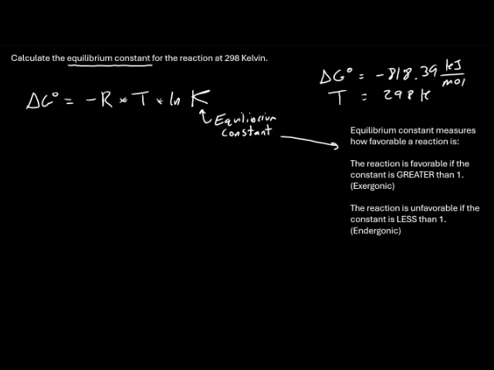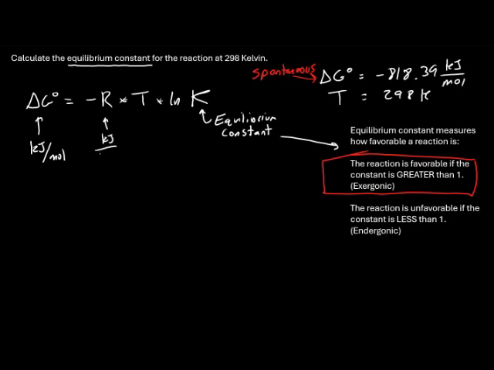For now, the only important part is that our delta G standard was negative 818.39, a very, very spontaneous reaction. Therefore, we can probably expect our K to be fairly large. But let's do the math to prove that. Our delta G standard will be written in kilojoules per mole. Our R is going to be written in kilojoules per mole Kelvin. Our temperature is going to be in Kelvin, and the natural log of K has no units.